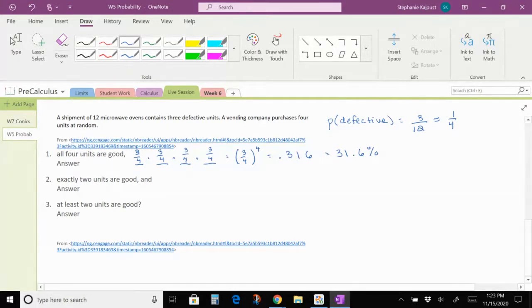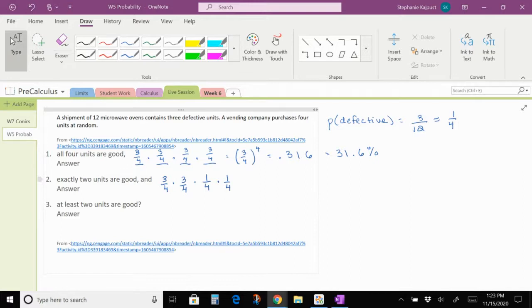So then for 2, it says exactly 2 units are good. So 2 units are good means the other 2 have to be bad. Exactly 2. So that would be 2 good, and then the other 2 are bad. So they have the 1/4 probability.